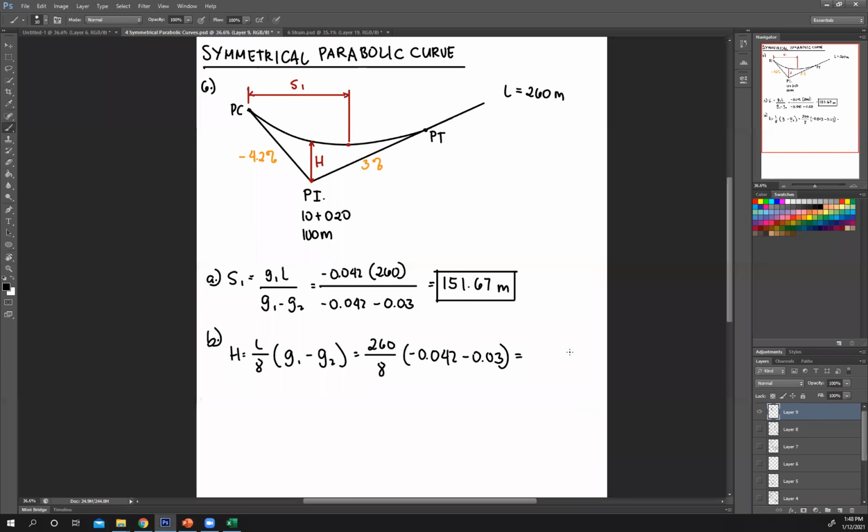So negative 2.34, but again, you don't really notice the negative for H since we're just looking for magnitude, the actual length. So 2.34. By the way, the negative sign for H just denotes whether it's a sag curve or a summit curve. So if it's negative, it's a sag curve. If your H is positive, it's a summit curve. Okay? So yun lang. That's the only purpose for the positive or negative sign for H.